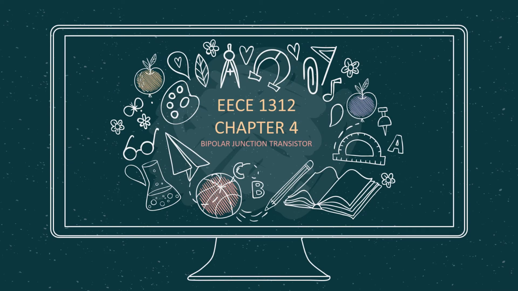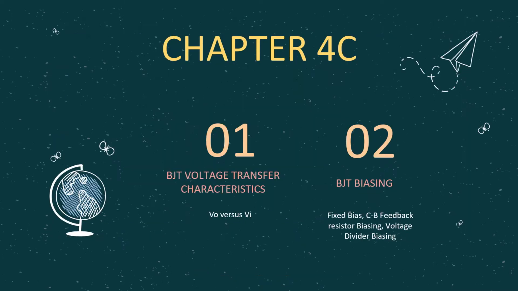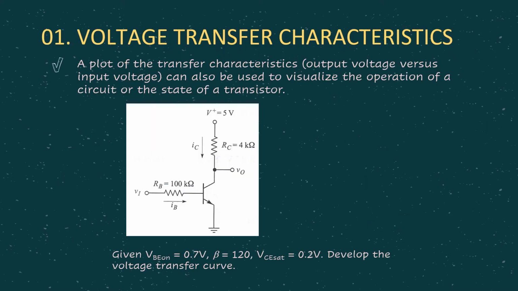We are still on chapter 4, bipolar junction transistor. This video is related to chapter 4C, which consists of two subtopics. The first one is BJT voltage transfer characteristics, and the second one is BJT biasing. Voltage transfer characteristics is a graph showing the relationship between output voltage versus input voltage, and this characteristic can be used to visualize the BJT transistor circuit.